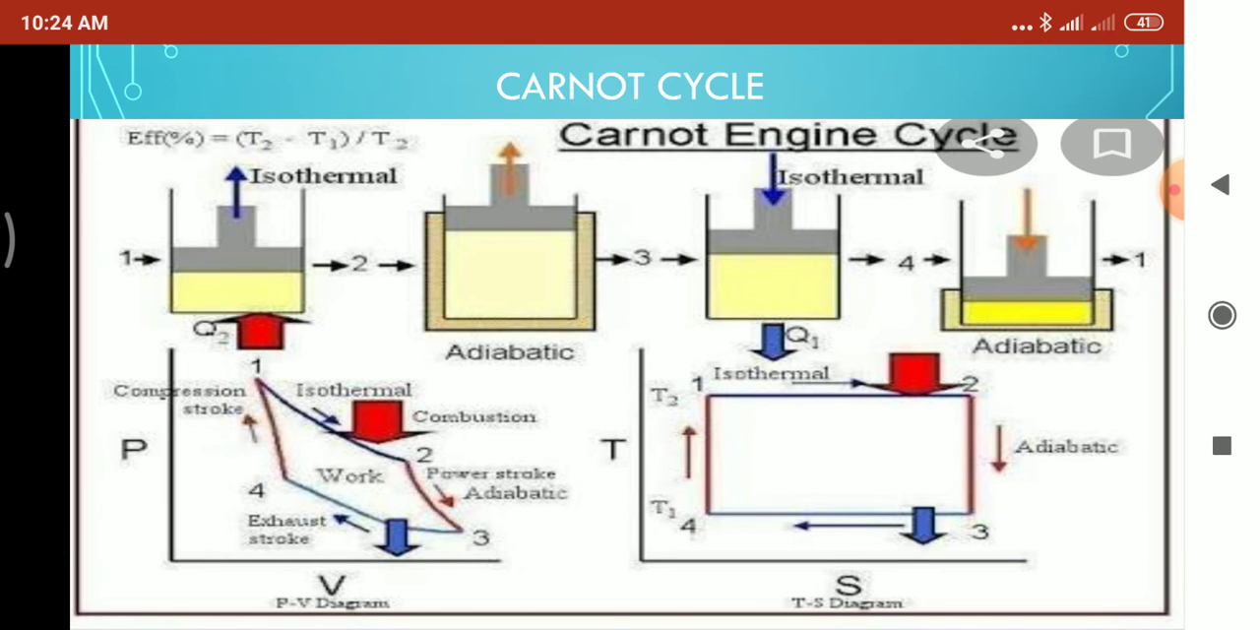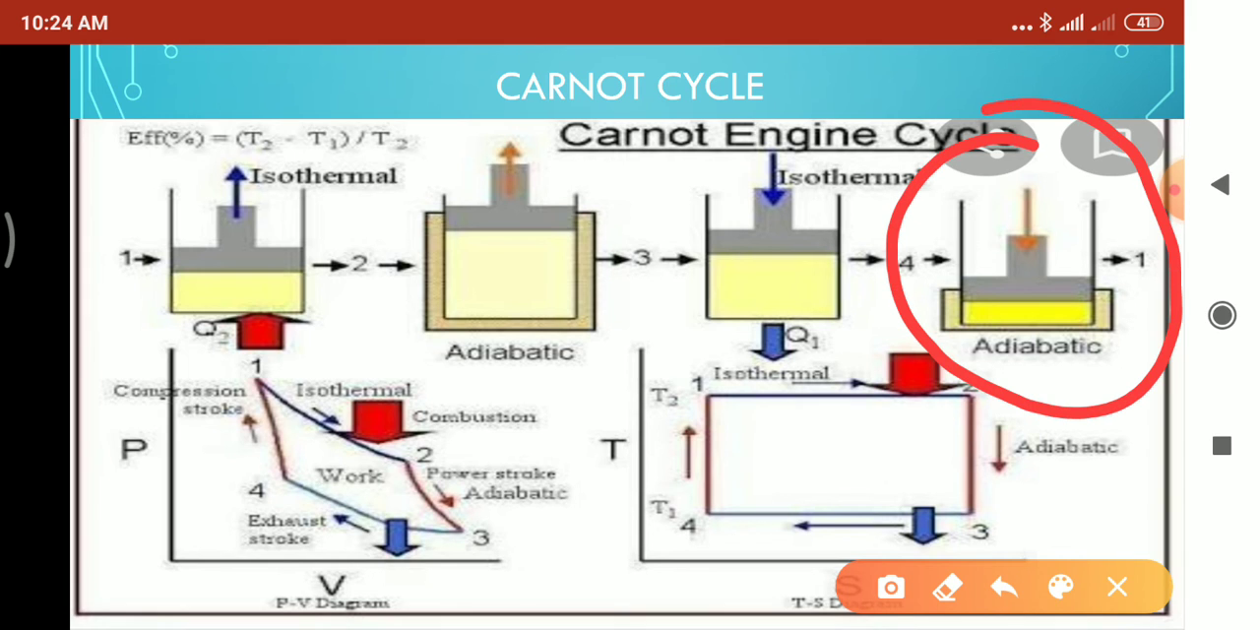Then last, the fourth one is adiabatic compression or isentropic compression. In this process, temperature increases from T4 to T1 and heat remains constant. So now temperature T4 to T1, temperature rises, volume decreases from V4 to V1. Means this is the amount of volume decrease. These are the 4 processes of the Carnot engine.